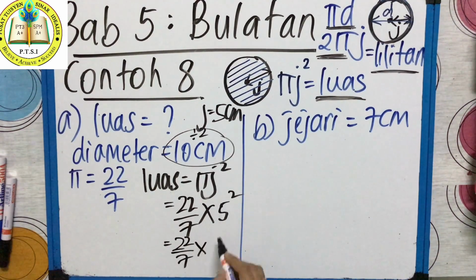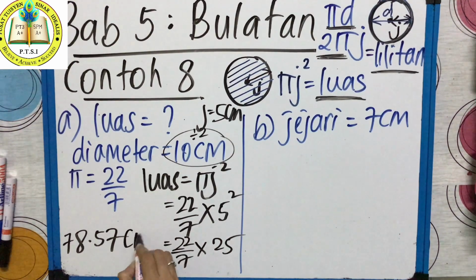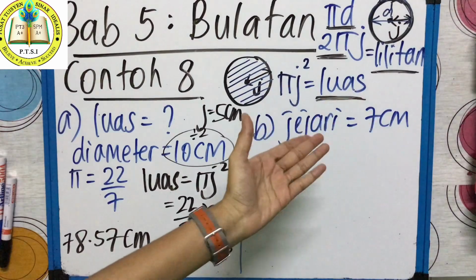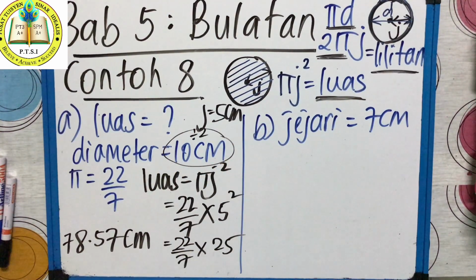So kamu boleh tekan calculator. 22/7 times 5 squared is 25. Tekan calculator, berapa kamu dapat? You get in a point form 78.57. Apa unitnya? Is the unit cm class? For lilitan, when they ask lilitan, cm. When they ask diameter, cm. When they ask jejari, cm. Cm, meter lah, anything also can. But now for luas, can you put cm?